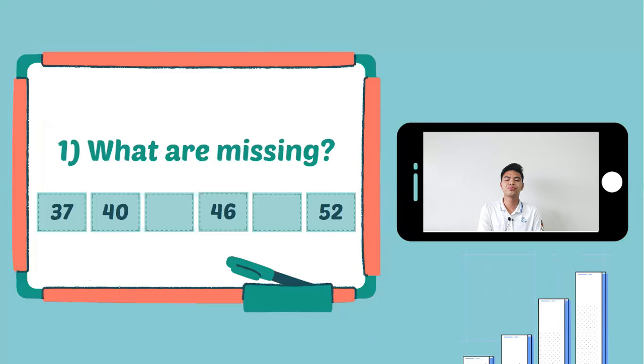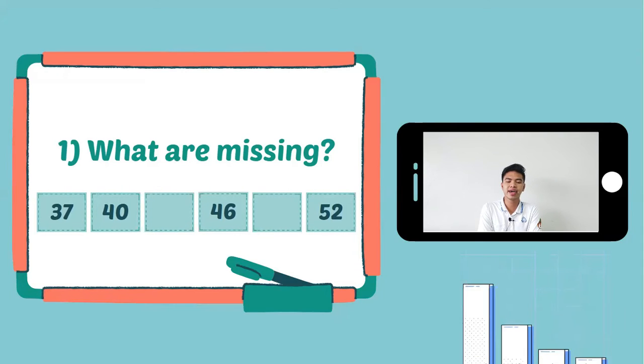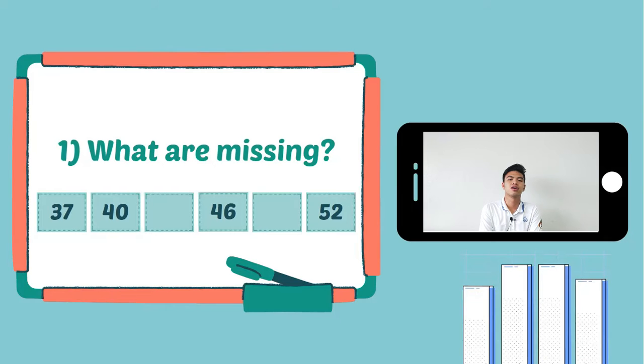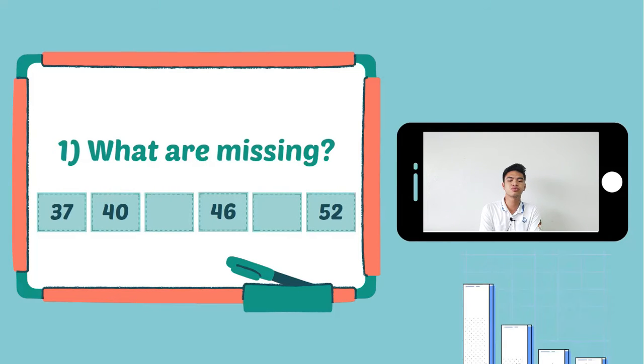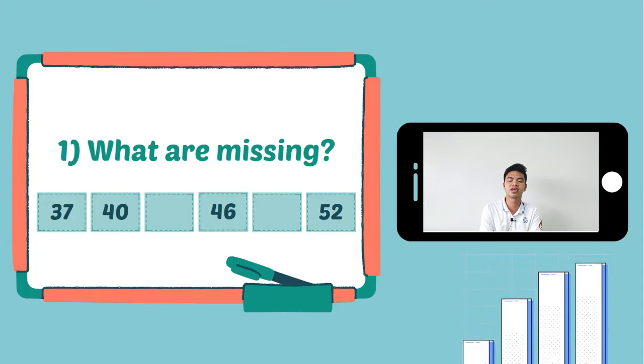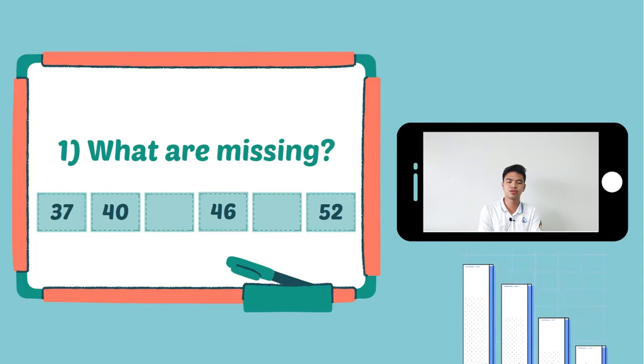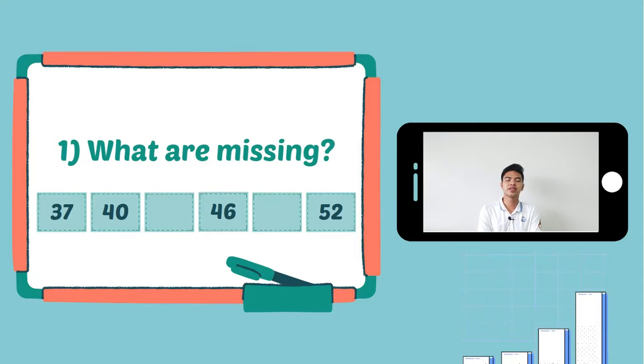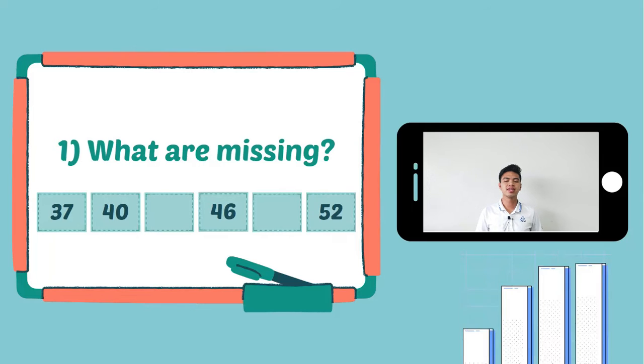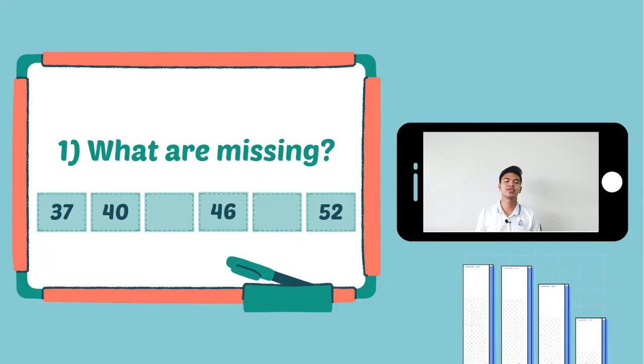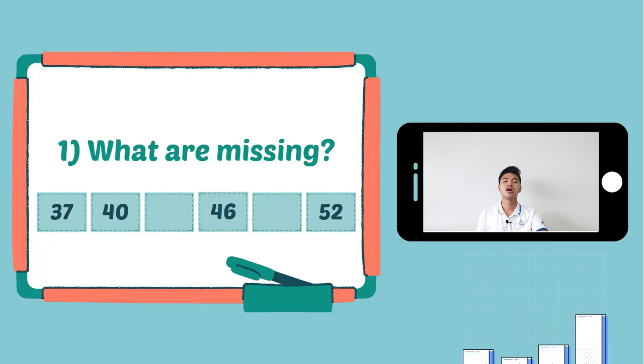Okay, let's go. Here we have the example 37, 40, blank, 46, blank, and then 52. So how are we going to find out what are the missing numbers? Okay, we're going to look first at the first two numbers, which are 37 and 40, and then we are going to look at the difference. So what is the difference between 40 and 37? So 40 minus 37 is 3. Very good. And then we're going to add 3 to 40. So we will have the answer 43.